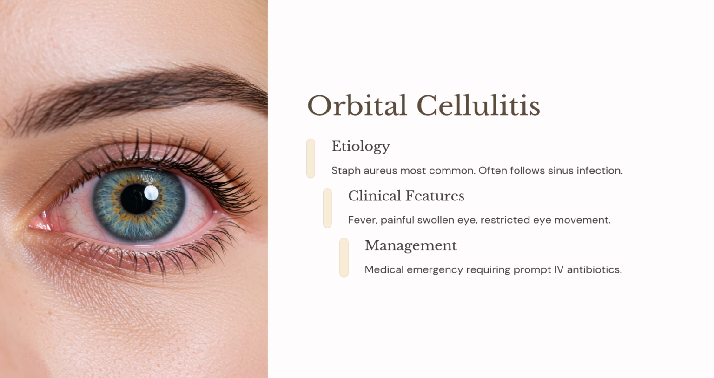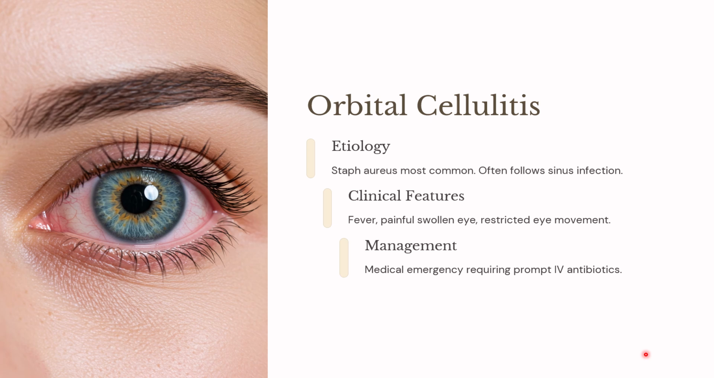Orbital cellulitis. Orbital cellulitis is a condition which is caused by Staph aureus. It can be because of any reason, but it most often follows a sinus infection. Here the eye will be so painful, the patient will be swollen, and it will have restricted eye movement. They will also have additional fever. Here it is a medical emergency which has to be treated promptly with IV antibiotics.